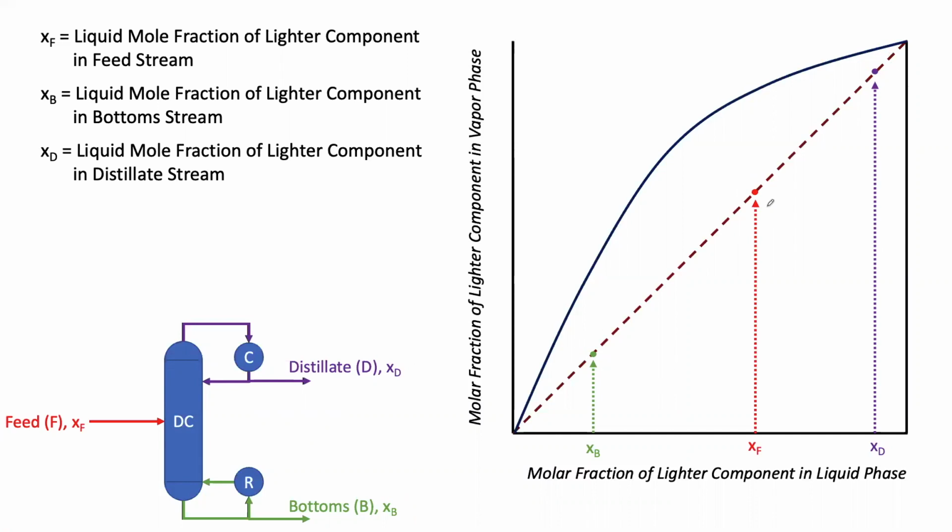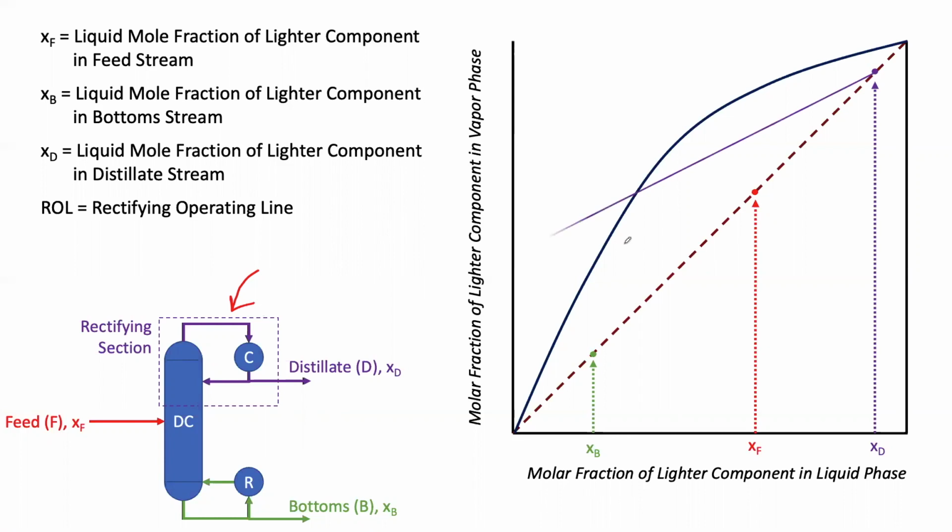So moving forward with our operating lines, the first one we look at is the rectifying operating line, which is determined by the upper part of the column there. And so with the equation I'll show you here in a minute, you're able to draw this rectifying operating line starting at the composition of that lighter component in the distillate stream.